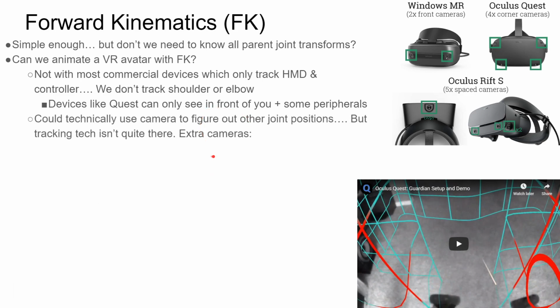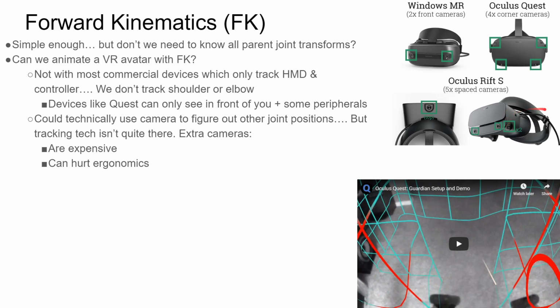So technically, if you wanted to, you could use some external tracker or extra cameras around the headset to track more joint positions. But the problem is that tracking tech isn't quite there. Another thing is that the extra cameras have other limitations. Adding more cameras to a consumer device is pretty expensive. You can also ruin the ergonomics because you have to deal with the weight distribution of the headset.